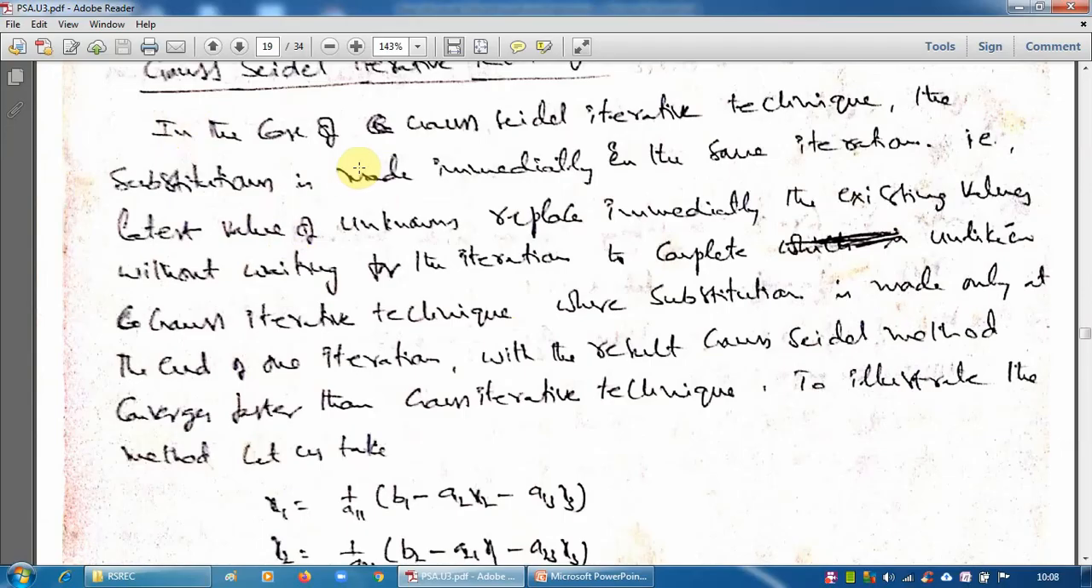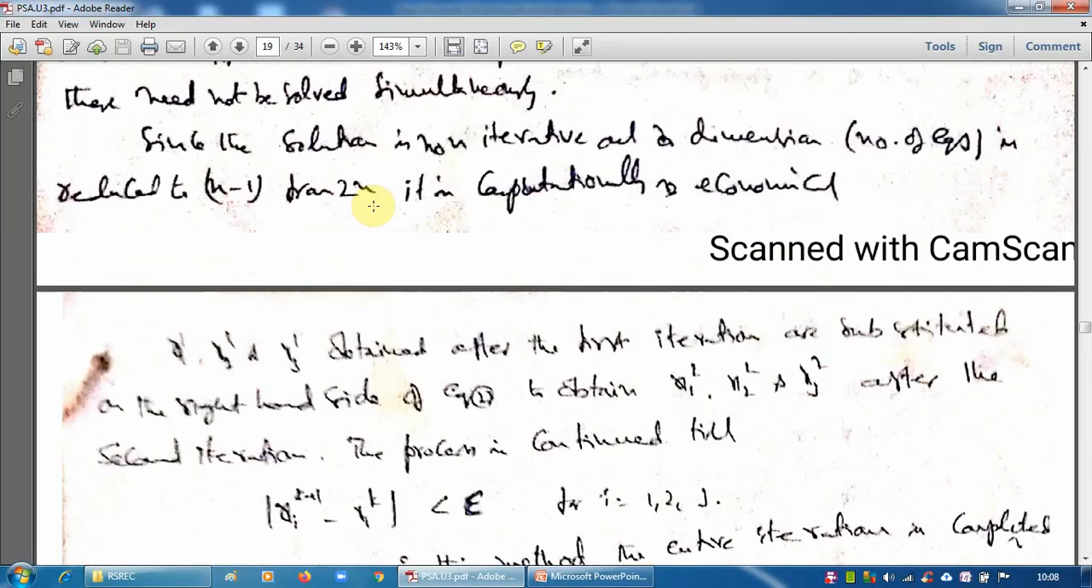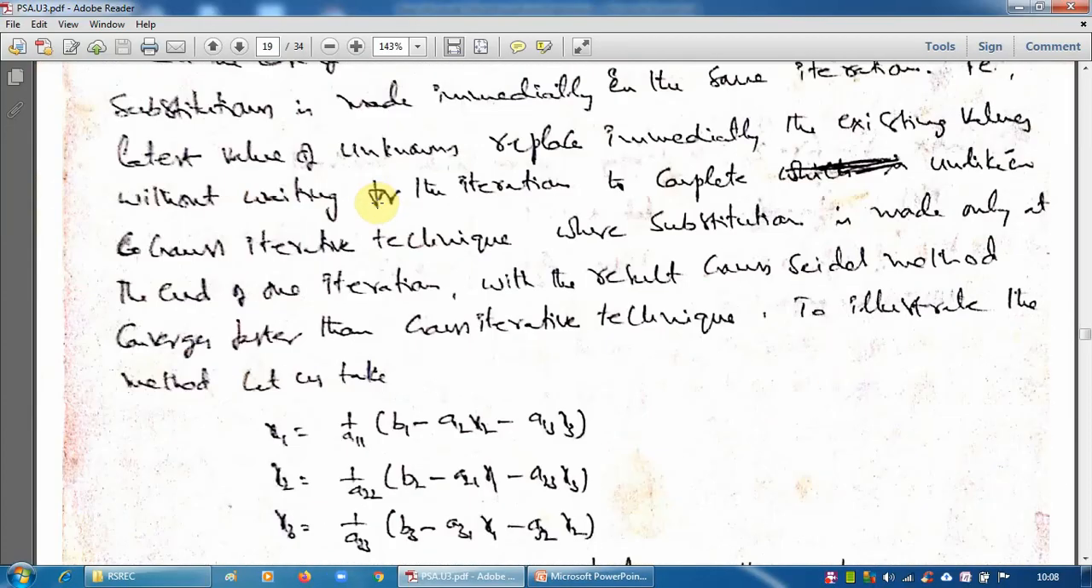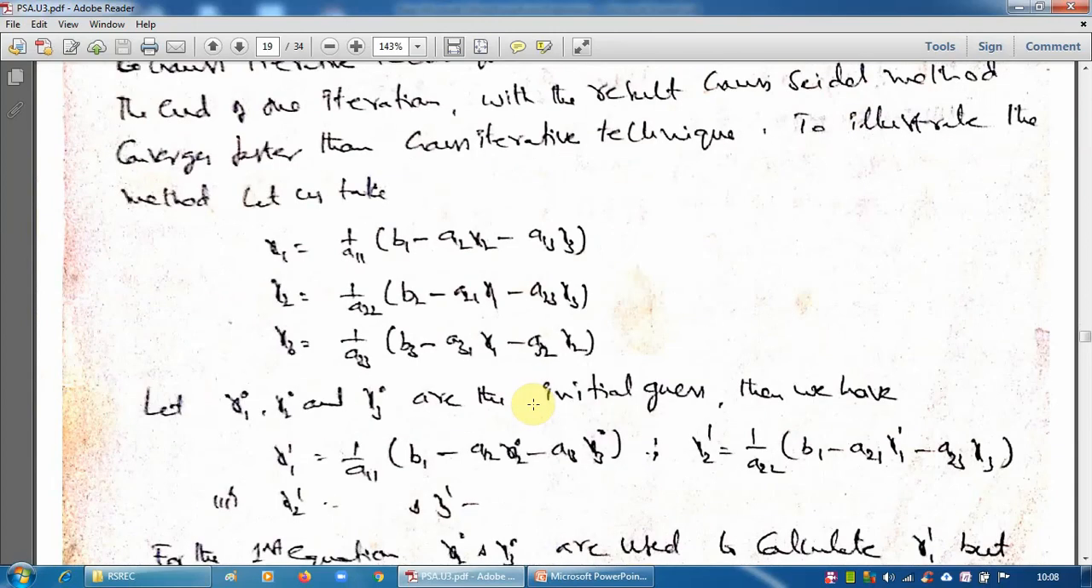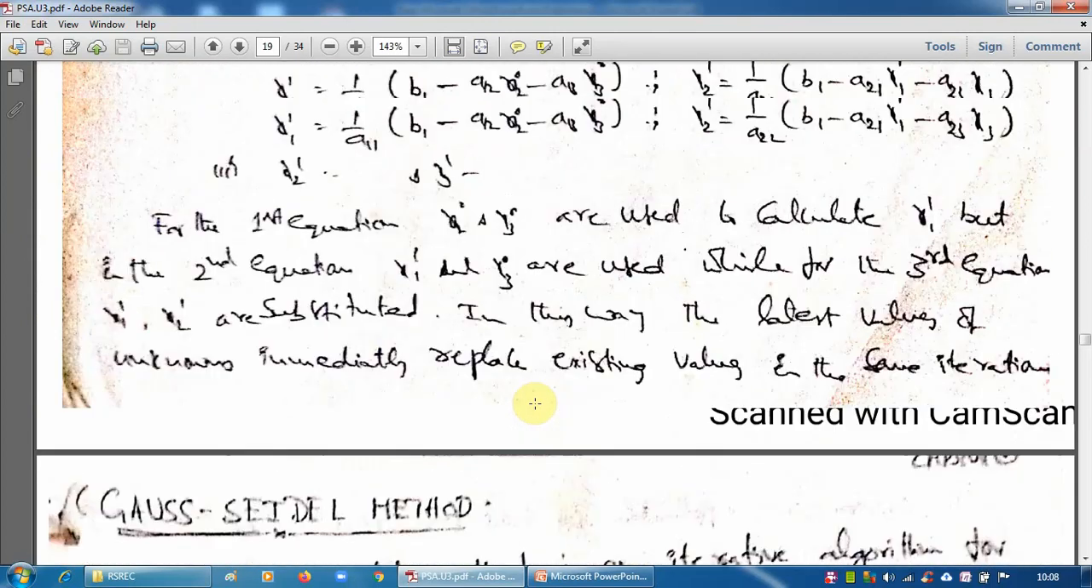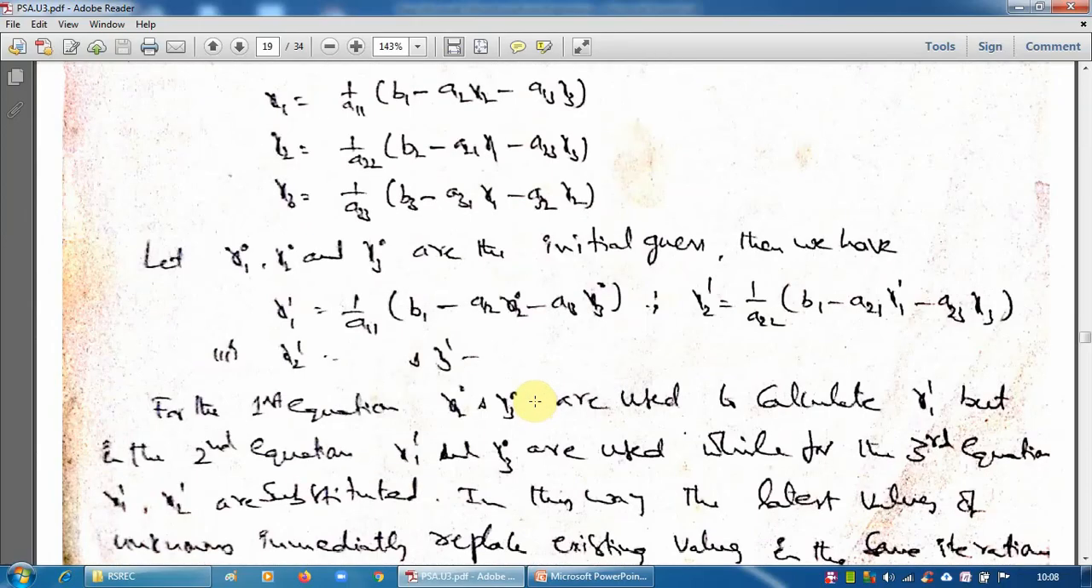You see, consider three equations in three variables, that is, for example, a11x1 plus a12x2 plus a13x3 equal to b1, that is one equation. a21x1 plus a22x2 plus a23x3 equal to b2, that is second expression. Like that, a31x1 plus a32x2 plus a33x3 equal to b3, third equation.